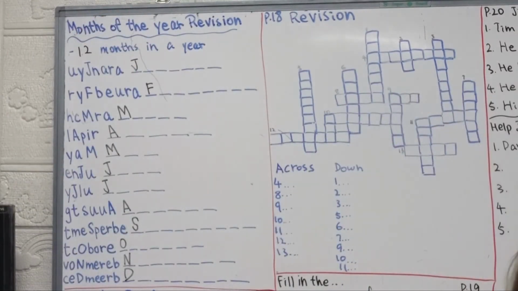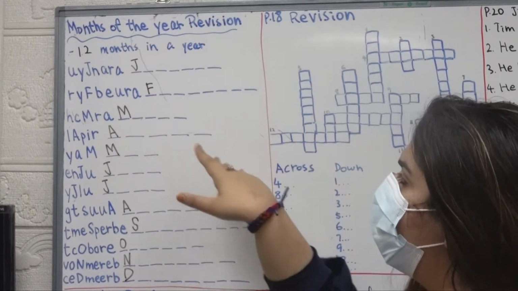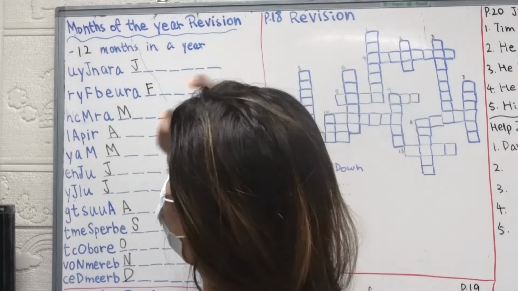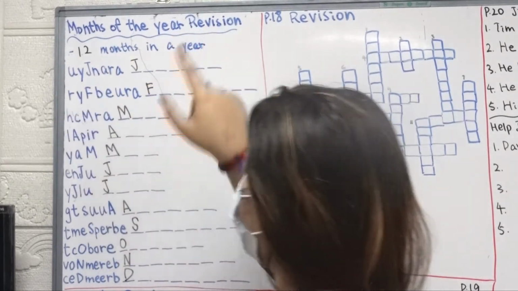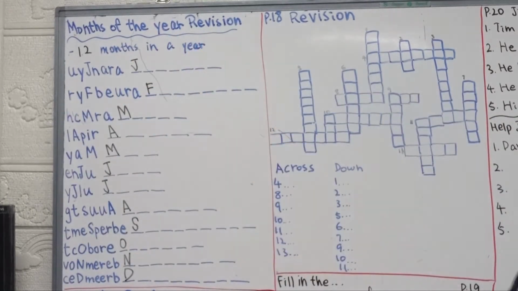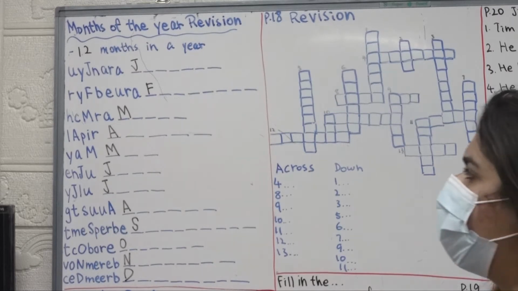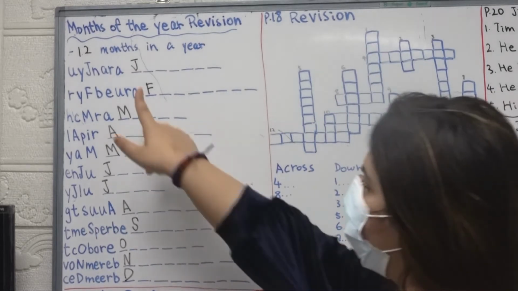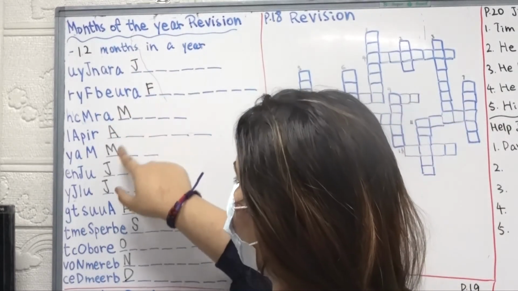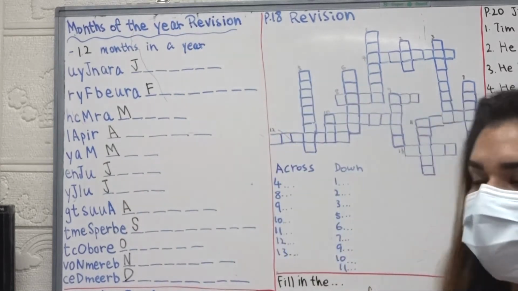So the first month is January, right? January. So here is a word scramble here. You may choose a letter from here and then fill them in. Yeah, so let's have a look. So January, how do we spell January? January, it starts from J. Remember, whenever we use months of the year, the first letter should be capitalized, okay?